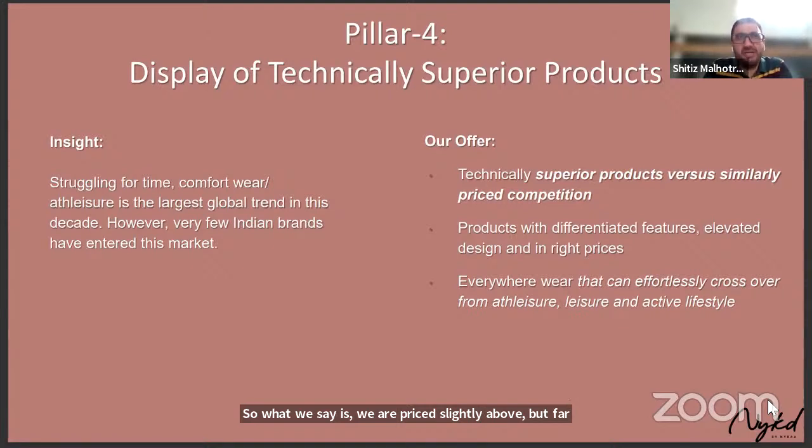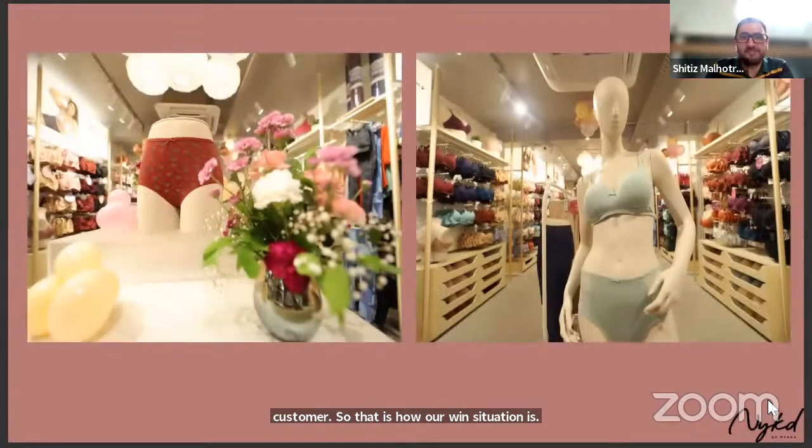So what we say is we are priced slightly above Jockey, but competitively below other brands. What we mean to say is, for example, Jockey would give a good layering to the customer. However, when a customer is mature and she wants a better fit for the garment, that is when she approaches the next level brands, and the next level brands are Naked, Inamar, Amante, Triumph, Clovia. These are the next level brands in terms of premium segment. So what we are saying is we are the least price in the most premium segment, which gives a fantastic fit and a good posture to the customer. So that is how our win-win situation is in terms of technically superior products.